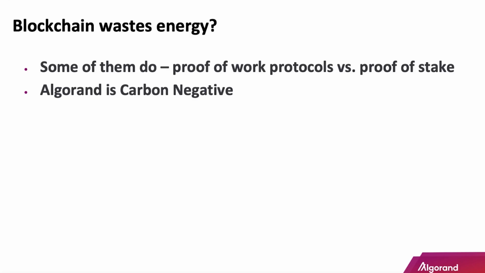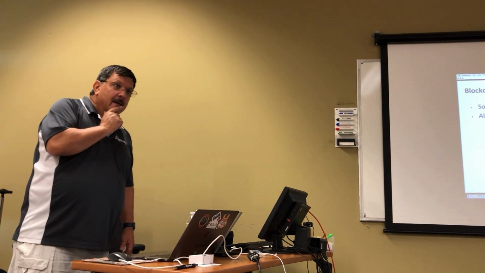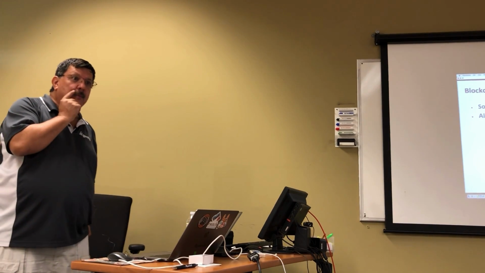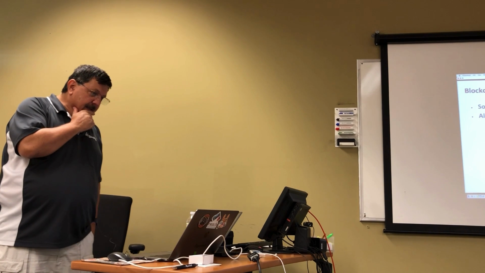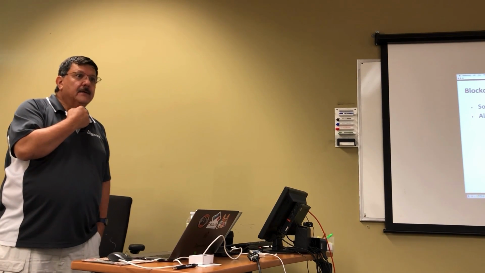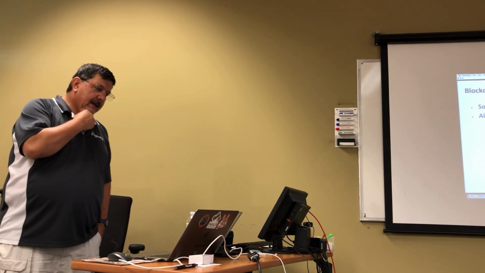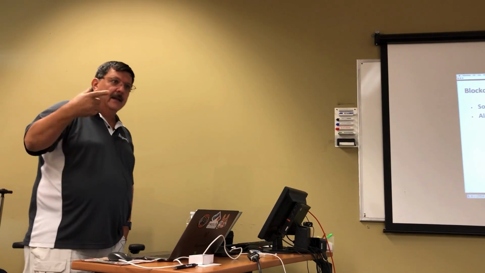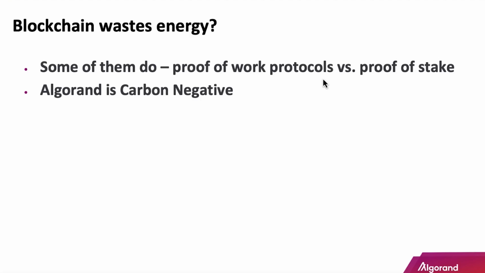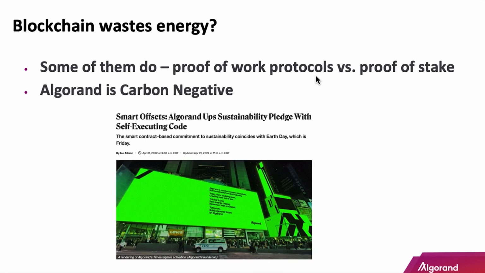Then there's proof of stake, which Ethereum just changed to. Yeah, they did say they went to a proof of stake approach. So the proof of stake is really all math. It's a verifiable random function that will generate the next block. It's unique, and I've got another slide that explains the proof of stake a little bit more in a minute. Algorand is carbon negative, so this is huge, right? So this is not wasteful whatsoever.